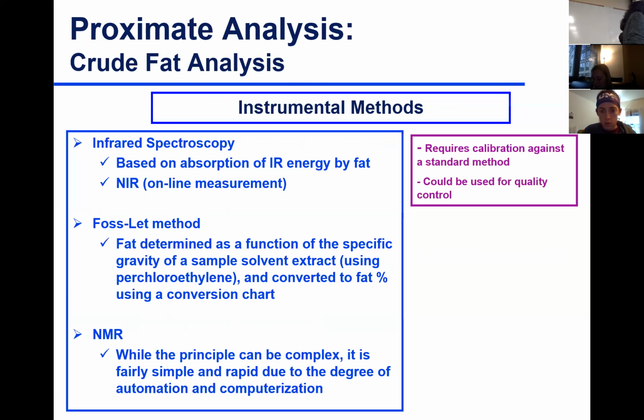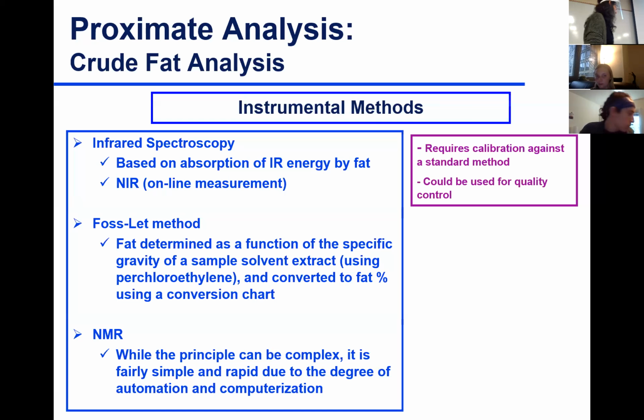Then there is the specific gravity method. You determine fat based on the specific gravity of a sample solvent extract. So you extract the sample in a solvent to get the fat in the solvent, and then you measure the specific gravity of that extract in the solvent. There's a specific solvent that is used, and there are specific conversion charts that will convert specific gravity to percent fat. Okay, very simple, straightforward. It's not necessarily used as an official method of analysis.